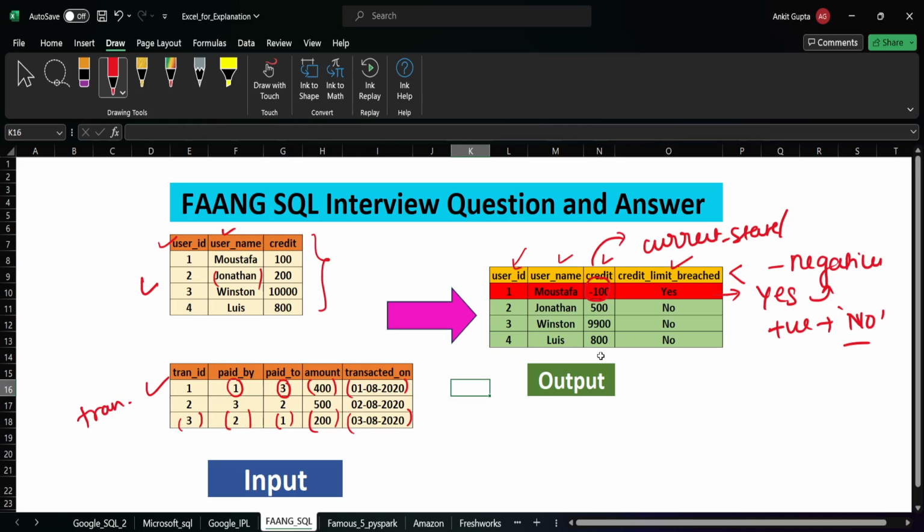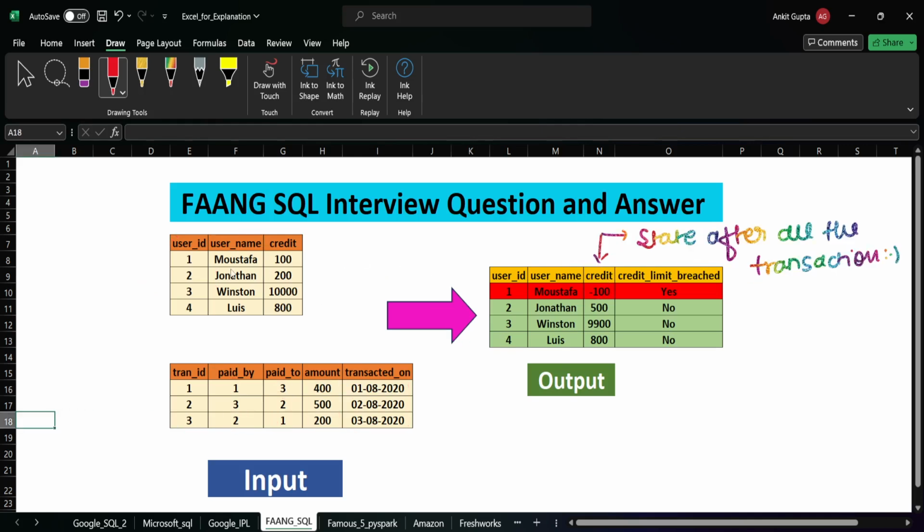So let's understand this input and the output, basically how this output is generated from the input, then we'll see how we can approach this problem. For this user ID 1, that is Mustafa, we have the credit as -100, and once we have this credit column, we can easily get the breached column using a case when statement. This is simple. Wherever we have negative credit, we give yes, and otherwise no. Okay, so let's start with this one.